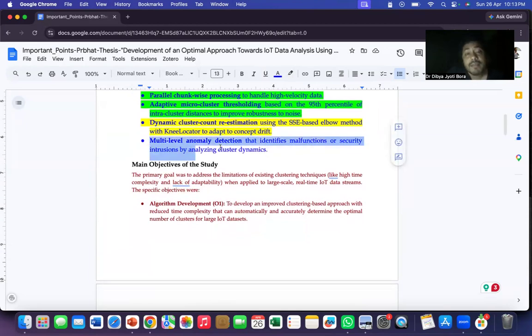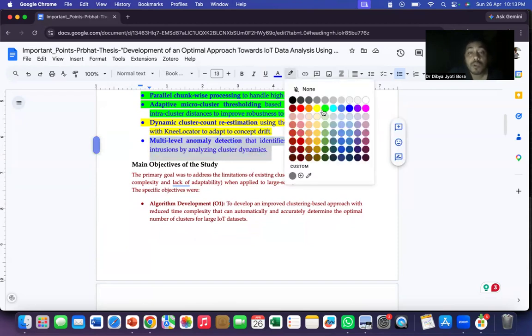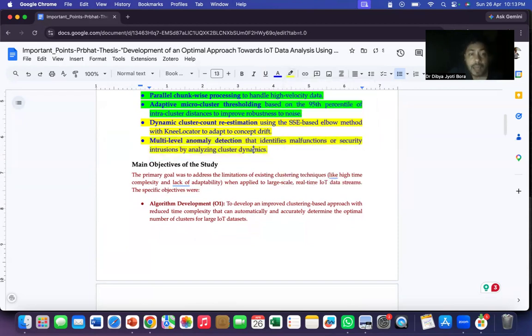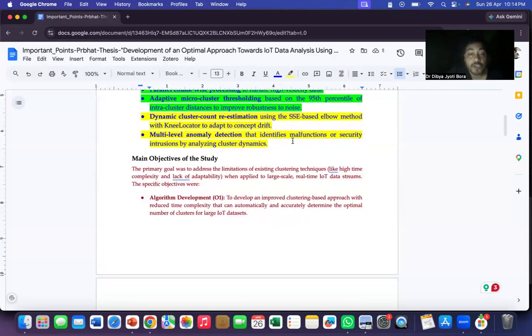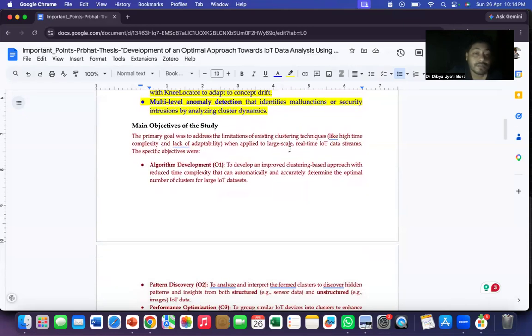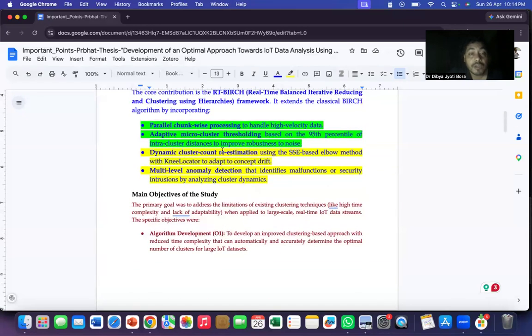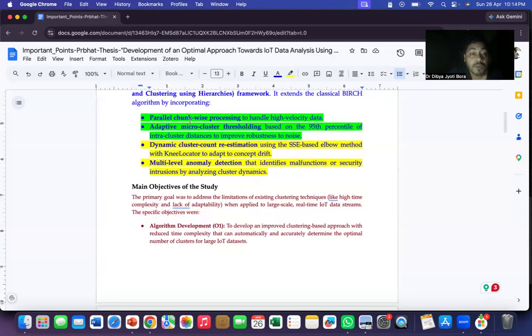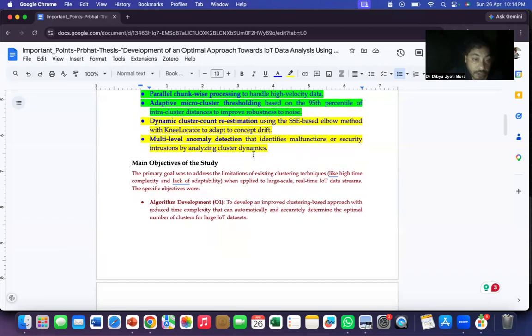Then multi-level anomaly detection, which you can consider as an application of this work. Multi-level anomaly detection identifies malfunctions or security intrusion by analyzing cluster dynamics. So these are the main contributions: parallel chunk-wise processing, adaptive microcluster thresholding, dynamic cluster count re-estimation, and multi-level anomaly detection.